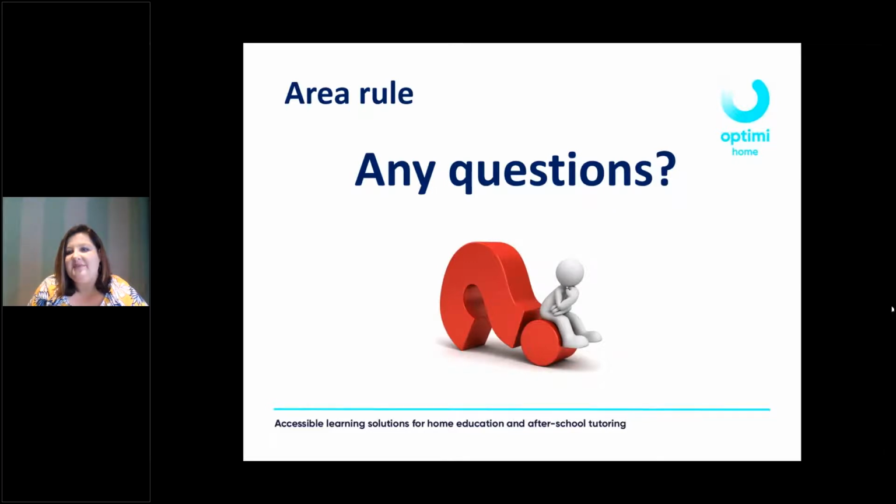Right. It seems that Neo, if you have a question, you can ask your question regarding the area rule. You are self-muted, so just put on your microphone if you want to ask a question. Hello, ma'am. Hi. I wanted to ask, if we don't have the radius, how do we calculate it if we're not given it?